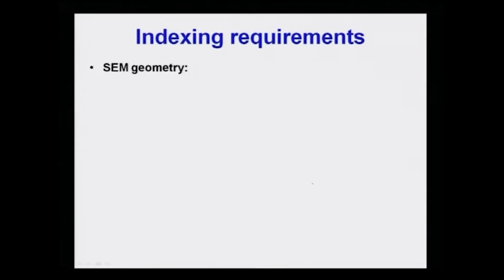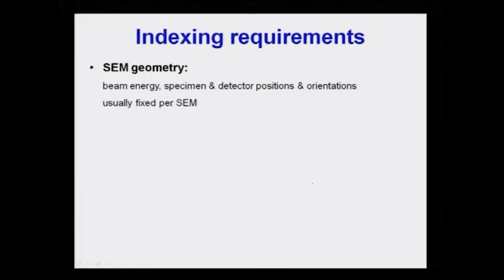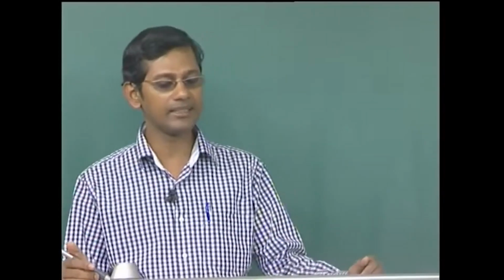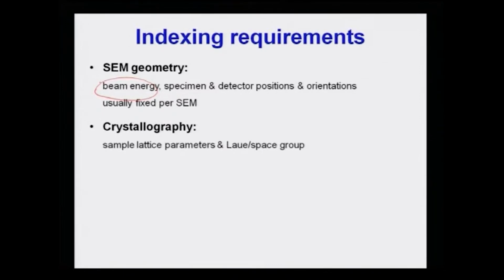So, to index we require many things, not only the crystallographic information. You need the SEM geometry, that is beam energy, specimen, detector position, and also orientation of the detector, how the detector is oriented with respect to the crystal. Usually these are all fixed by the SEM. Beam energy can sometimes be changed, but specimen is also fixed by the user, and detector position and detector orientation are fixed. So, the only thing you can actually change is beam energy, and this will change the wavelength of the diffraction beam.